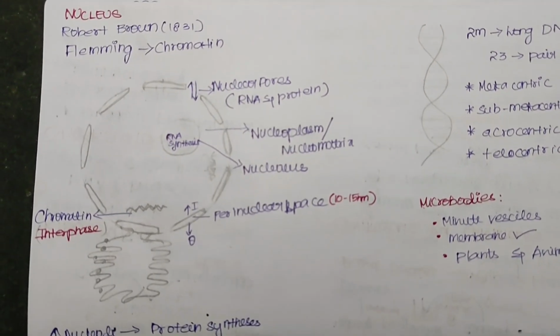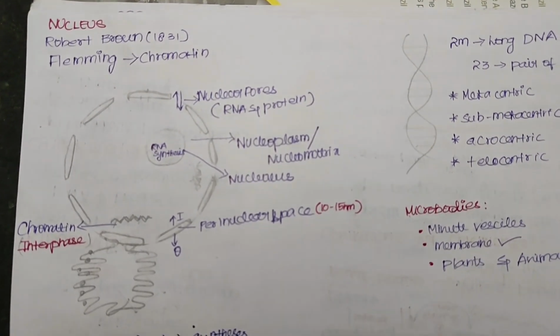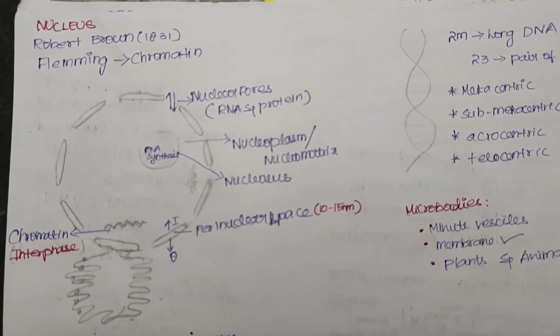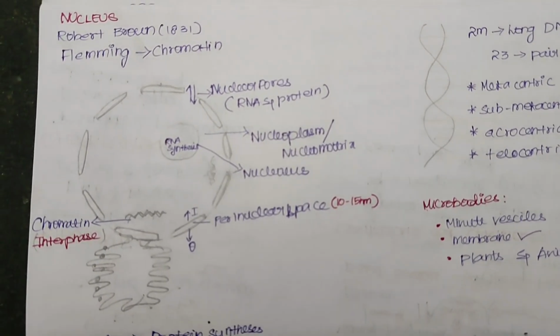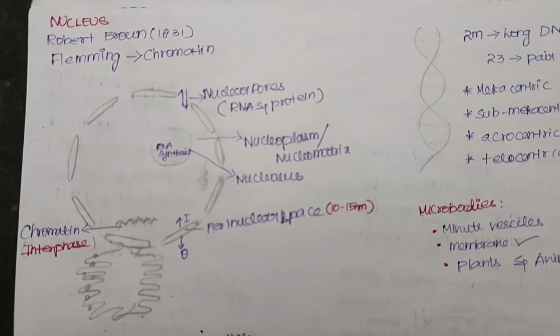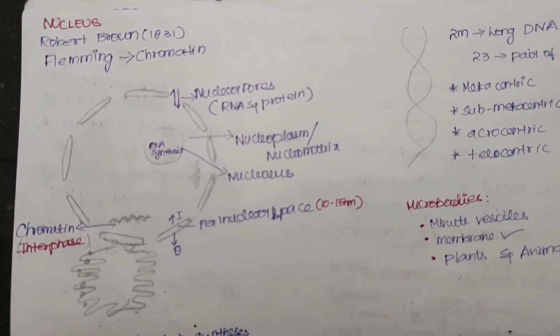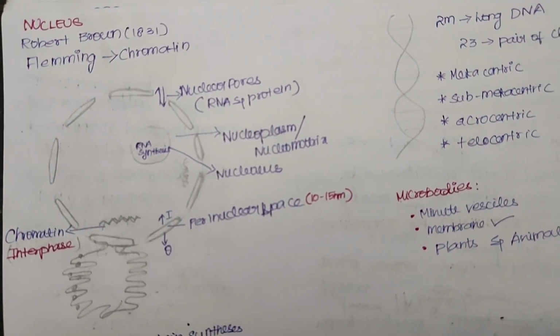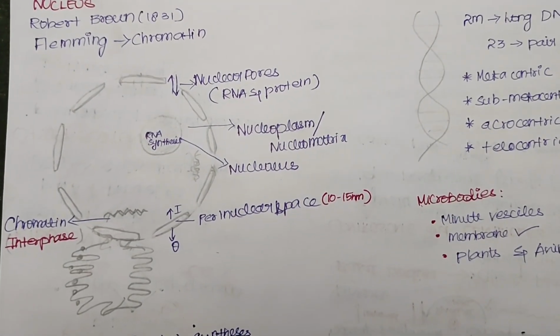Nucleus was first discovered by Robert Brown in 1831. Robert Hooke found the dead cell. He is the one who found the dead cell first. That is Robert Hooke, but the nucleus was found by Robert Brown.